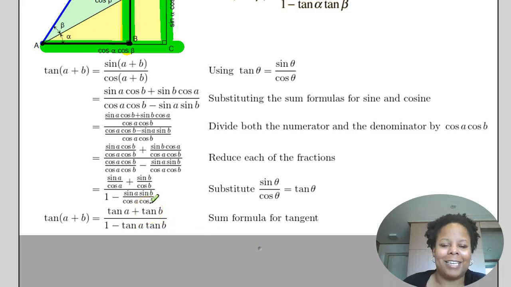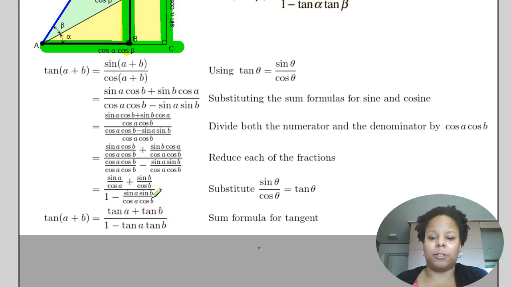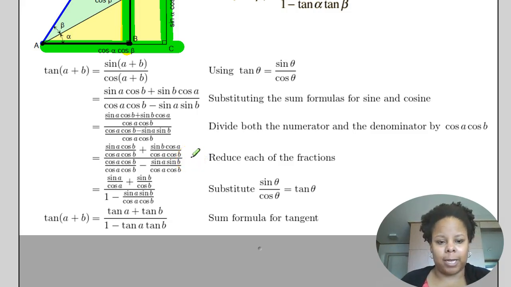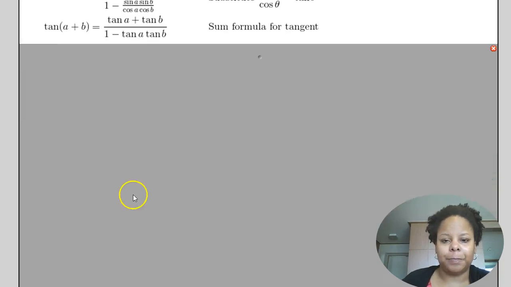Okay. Now, I know some of you are saying, okay, that's the sum formulas for sine, cosine, and tangent, but how do we prove and understand the difference formulas for sine, cosine, and tangent? Well, we're still going to use our alpha and beta triangle, but we're going to rearrange our alpha and beta triangle a little bit differently, okay?